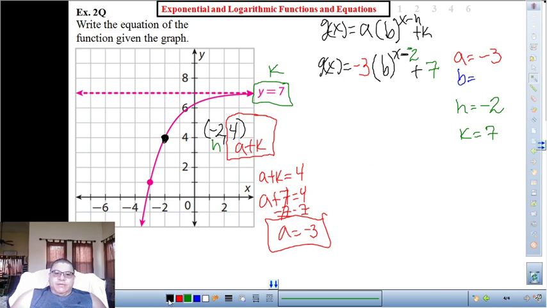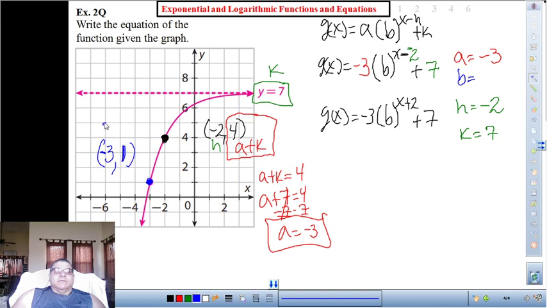Alright, I'm going to rewrite it one more time just to simplify some of the signs. g of x equals negative 3 times b to the x, what is negative times a negative? Positive 2, plus 7. Alright, so now we just need to solve for b, and how do we do that? We need an x and a g of x, and that's where we go to our second reference point, which is this one. So what are the coordinates for this point? We got negative 1, negative 2, negative 3, and positive 1. So this is our x and this is our g of x.